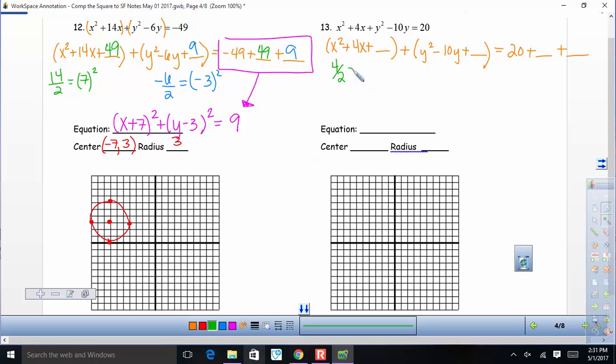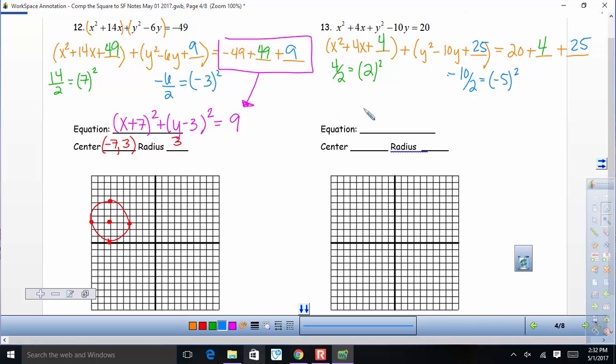4 divided by 2 gives me 2. We square 2, and that gives us 4. So I put a 4 on my left-hand side, put a 4 on my right-hand side. I'm going to do the same for y. I take negative 10, divide it by 2, and that gives us negative 5, and negative 5 squared is 25. So I'd put 25 on my left, 25 on my right.